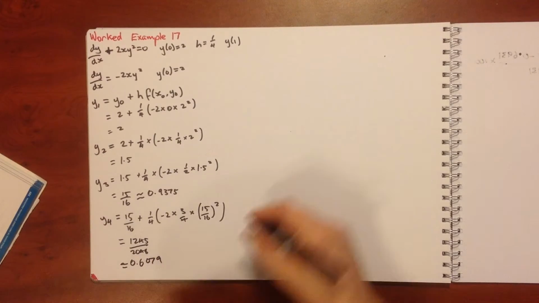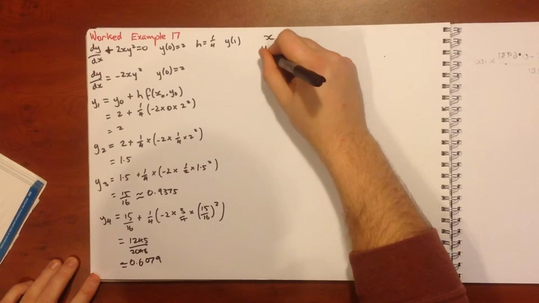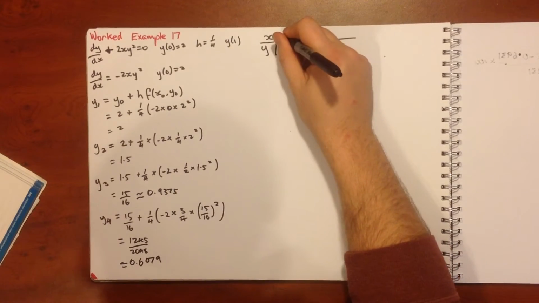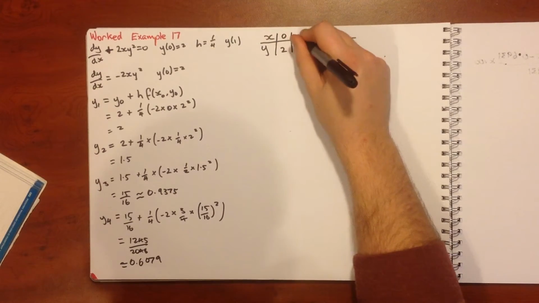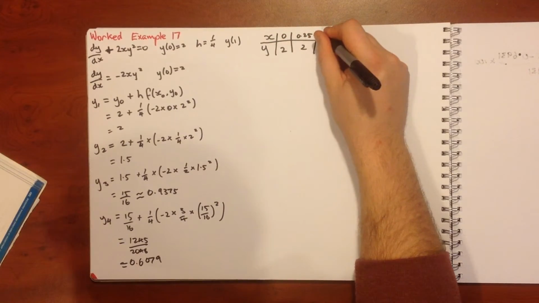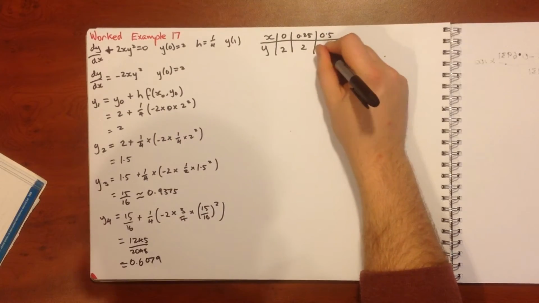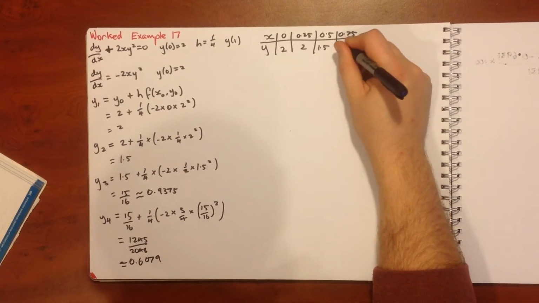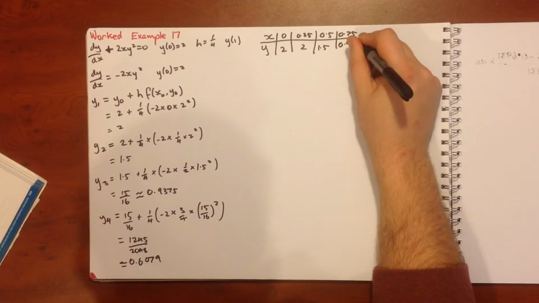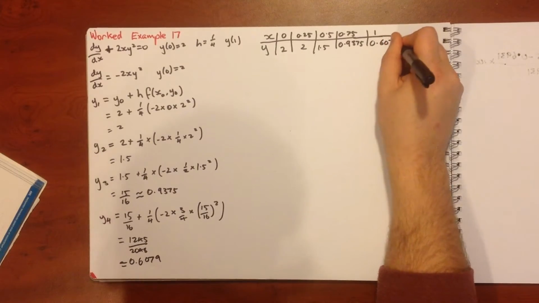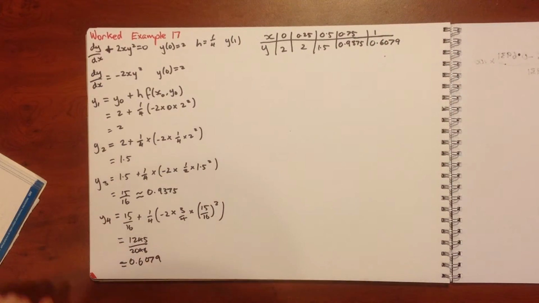which is equal to 0.6079. So if we did our little table up, our x and our y, we know when we started we were 0 and 2, then we were 0.25 and we were 2 again, then we were at 0.5 and we end up with 1.5, then we end up with 0.75 and 0.9375, then we end up with our 1, which is 0.6079.